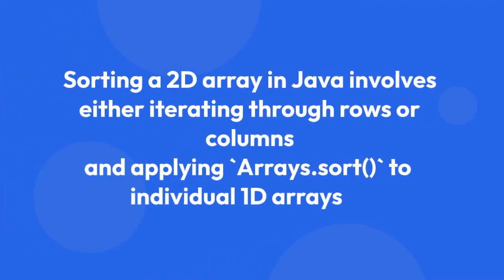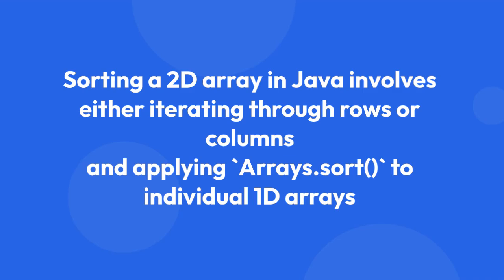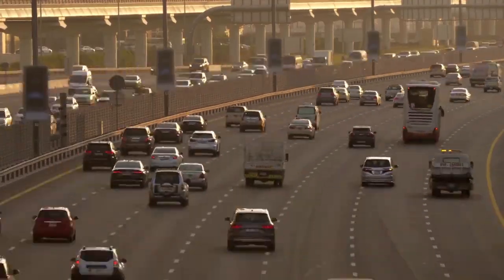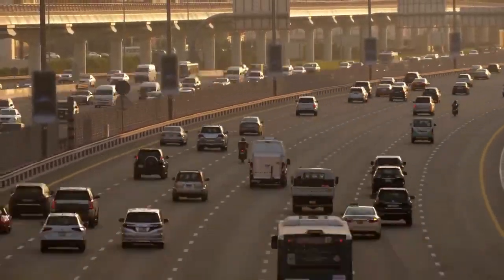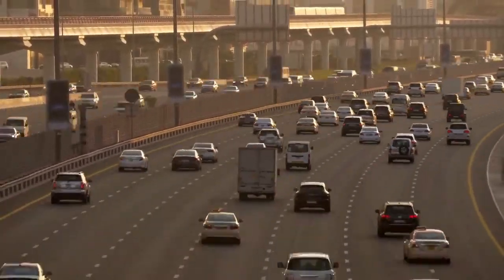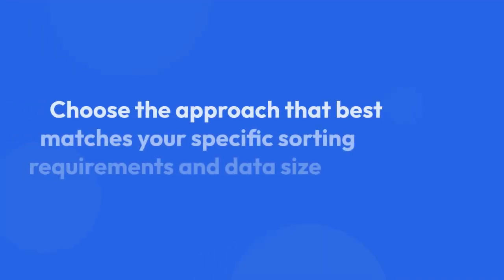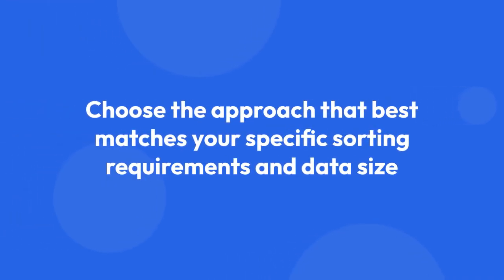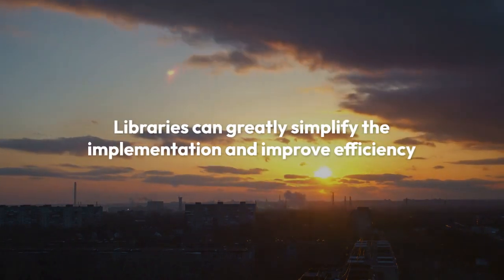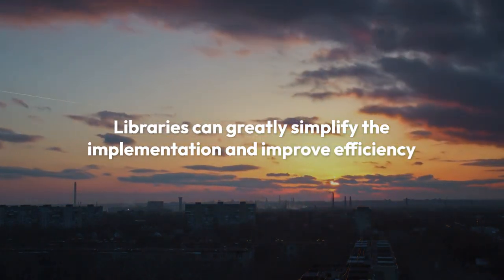In essence, sorting a 2D array in Java involves either iterating through rows or columns and applying Arrays.sort to individual 1D arrays, or creating a more complex custom sorting solution depending on the desired sort order and the criterion for comparison. Remember to choose the approach that best matches your specific sorting requirements and data size. Libraries can greatly simplify the implementation and improve efficiency.